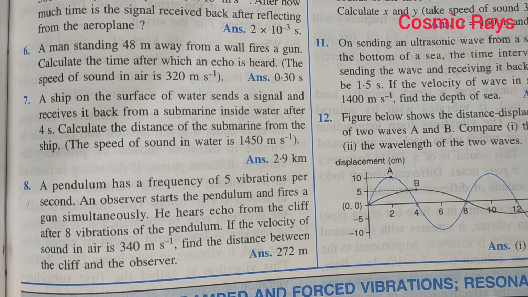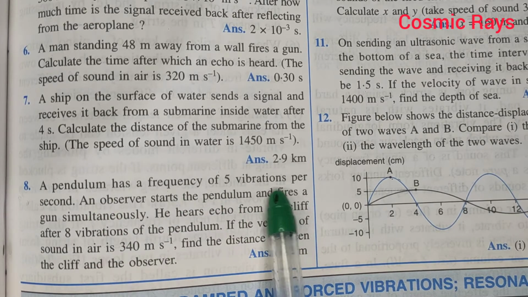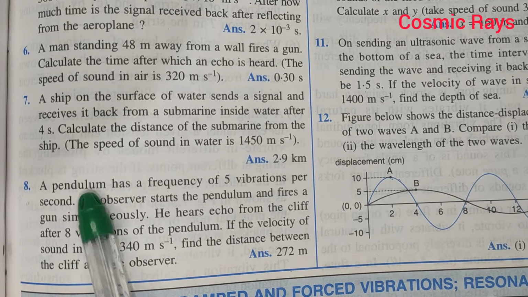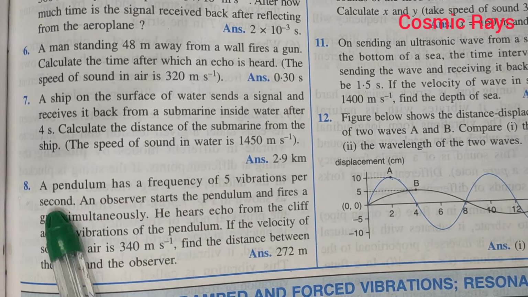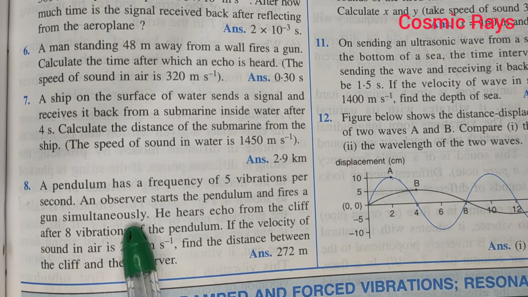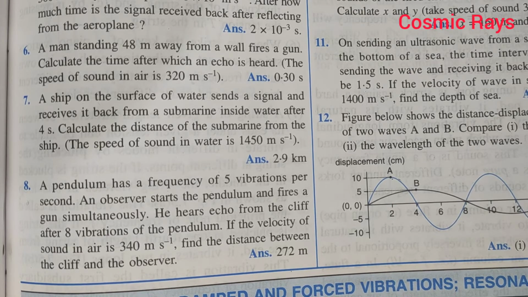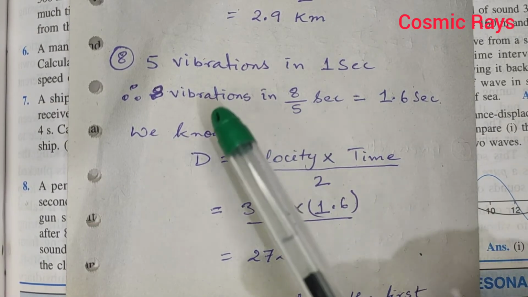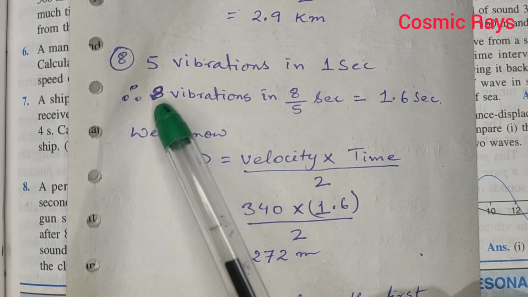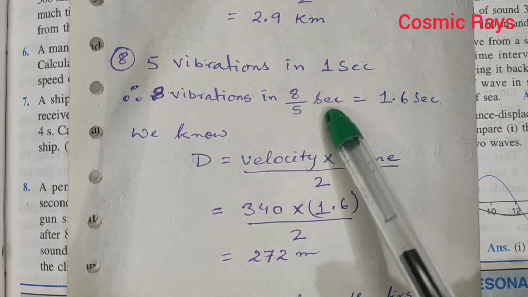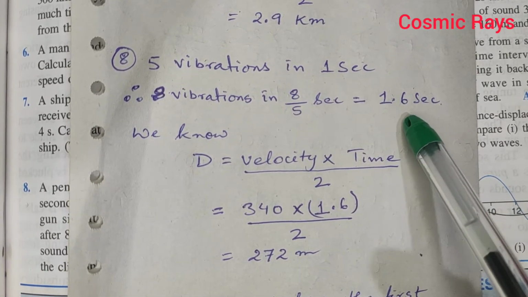Now that time can be calculated using the pendulum. Here they have said that it has a frequency of 5 vibrations in 1 second. So for 8 vibrations, what is the time it takes? That will be 8 by 5. That will give us the time it takes for the observer to hear back the sound, and that time we are going to use in the formula for distance. So 5 vibrations in 1 second means 8 vibrations will be in 8 by 5 seconds. When you divide, you get 1.6 seconds.